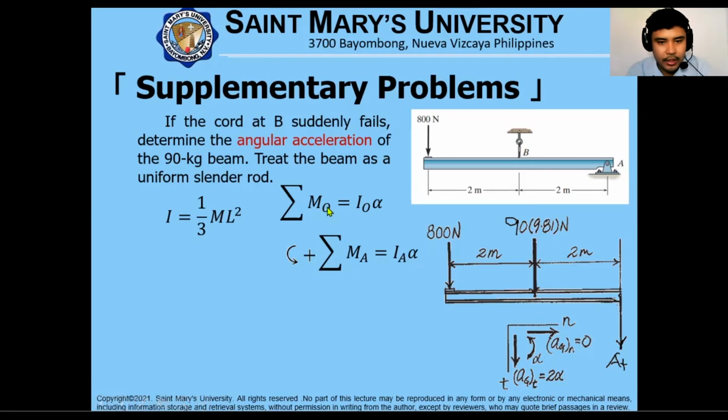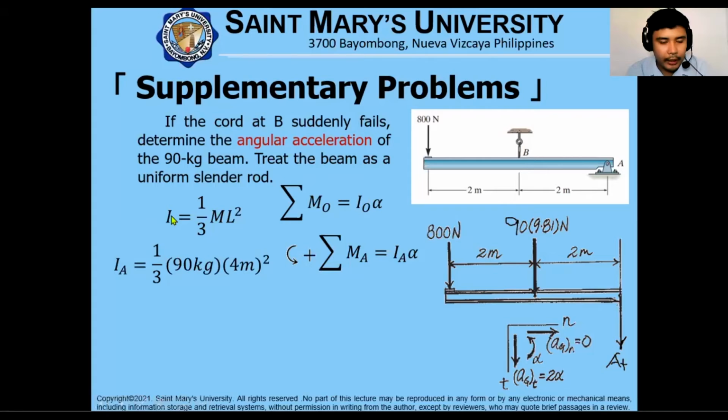So, we have just changed the subscript from O to A, since based on our diagram, it is A, because we will have a moment at point A. As you can see here. And then we follow again the direction of motion based on the rotation, which is clockwise.